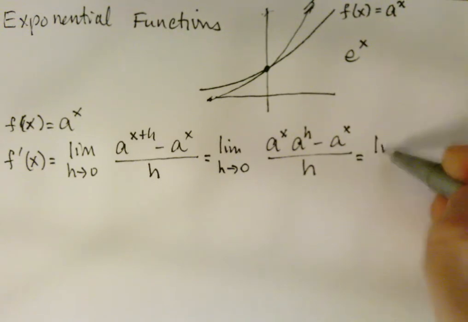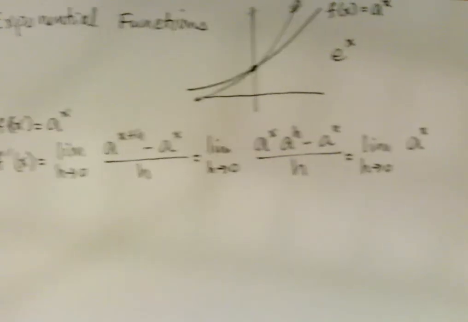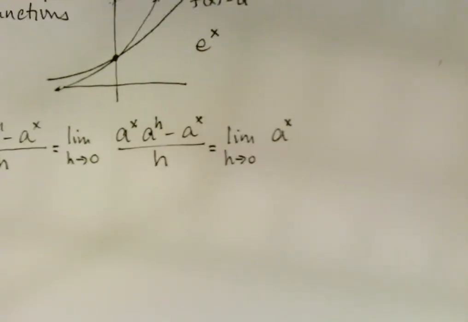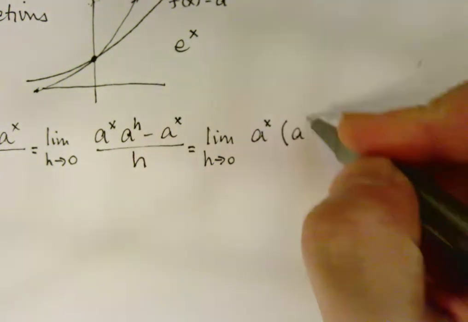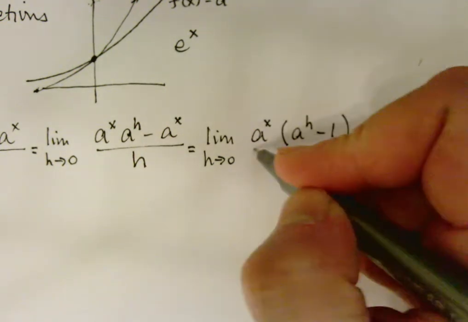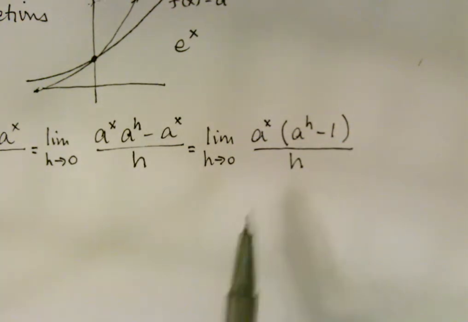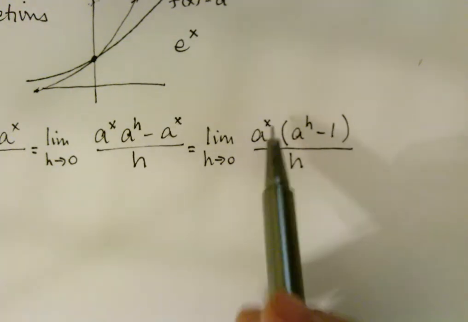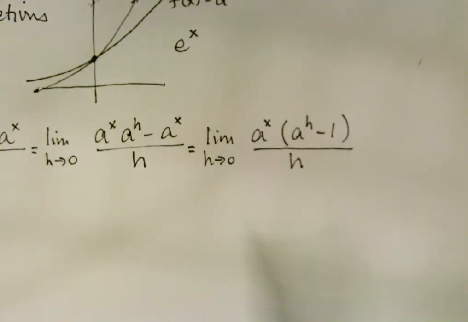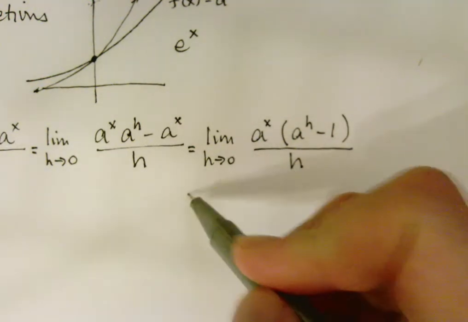Equals the limit as h goes to 0. And now I'm going to factor out an a to the x out of this computation so that I have a to the h minus 1 all over h. And I want you to just notice at this moment that this term a to the x has nothing to do with the h. So relative to h, it's constant, so I'm going to pull it out.